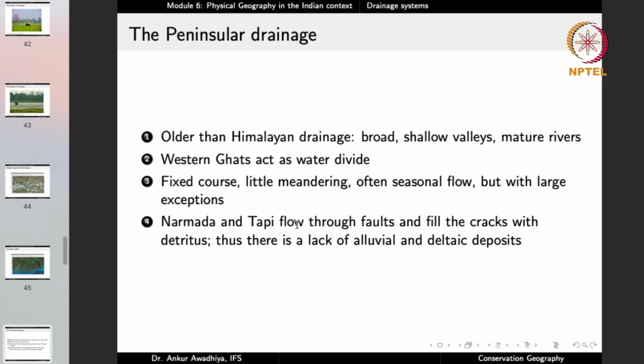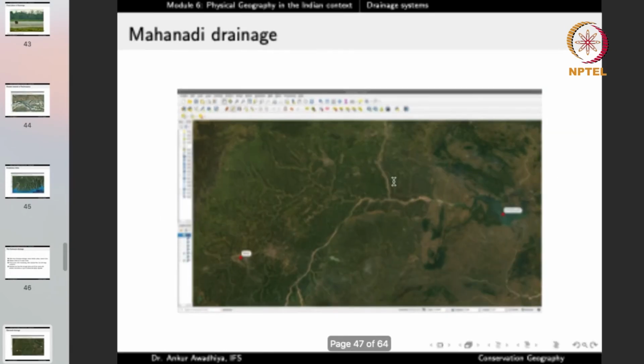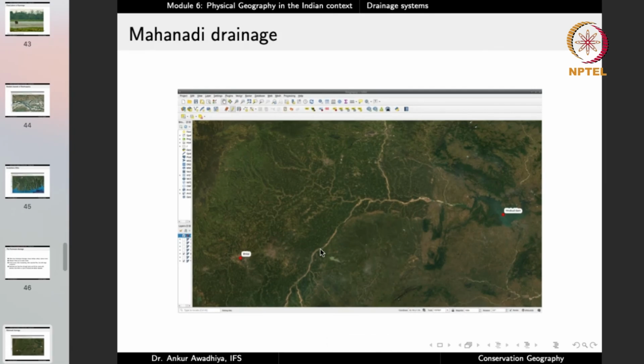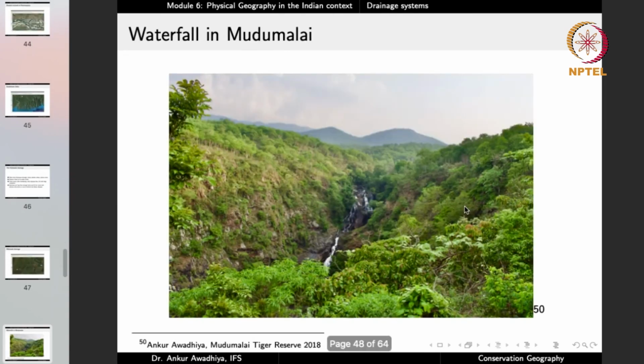Narmada and Tapi flow through faults and fill the cracks with detritus, and thus there is a lack of alluvial and deltaic deposits. So these two rivers that flow towards the west, they are moving through faults and they again have very less amount of alluvial and deltaic deposits. So this is an example of the peninsular drainage. Here we can observe that there is very little amount of meandering in the Mahanadi river.